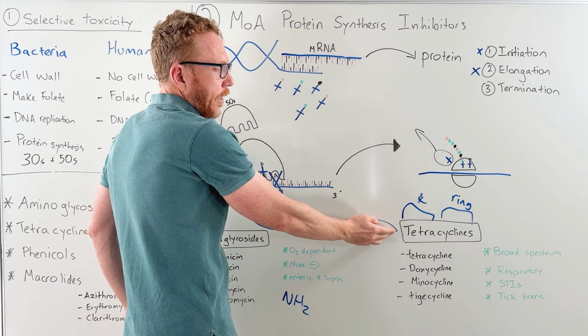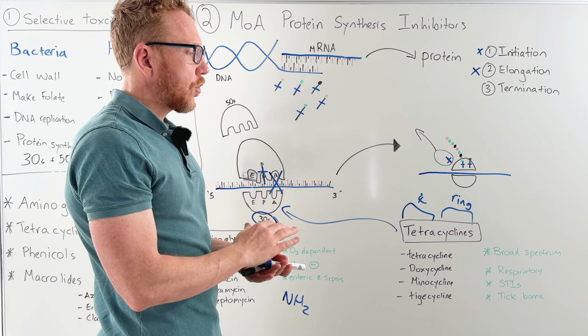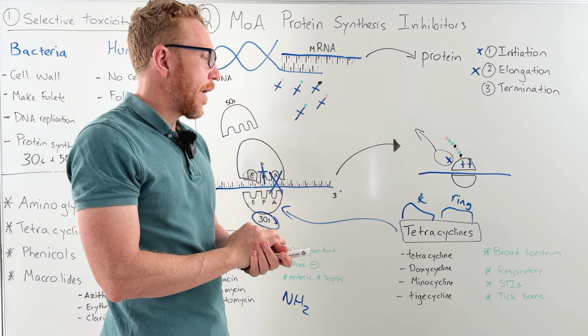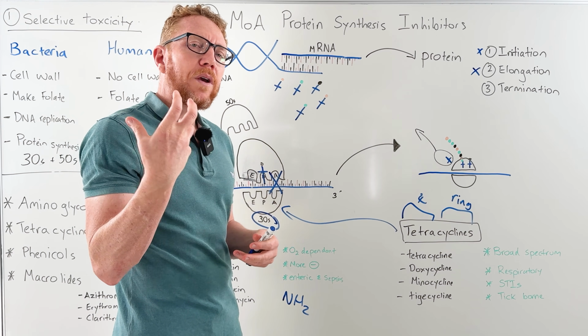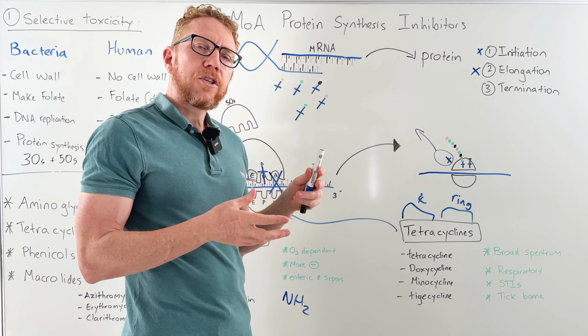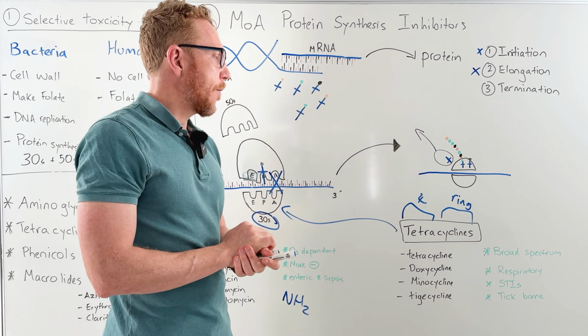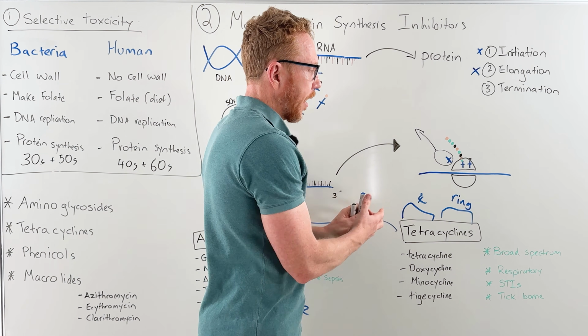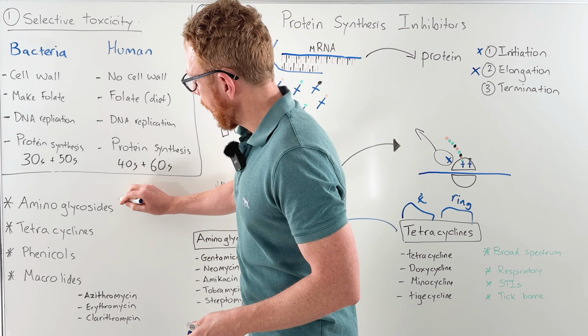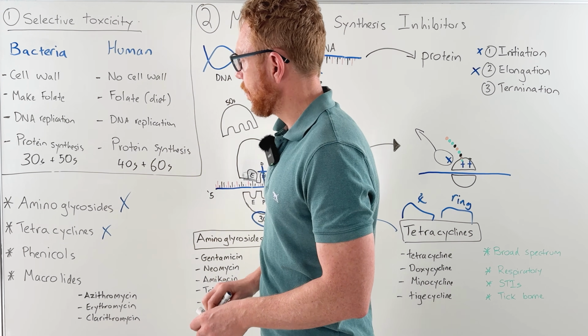So the tetracyclines are fairly broad spectrum, so they'll work effectively for gram-positive and gram-negative bacteria. They work with respiratory infections, STIs like chlamydia, and also tick-borne infections like Lyme disease. So that's where they seem to have more of their primary role. Then we move to, so we've done the aminoglycosides, the tetracyclines.